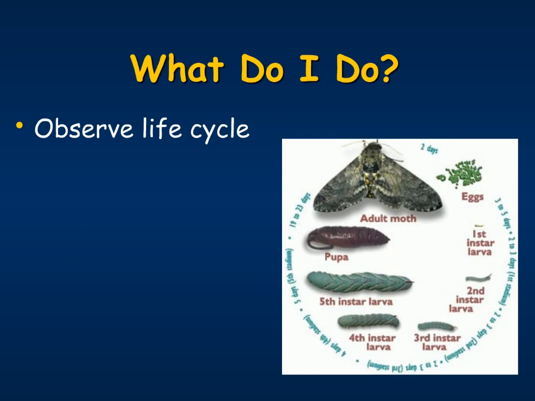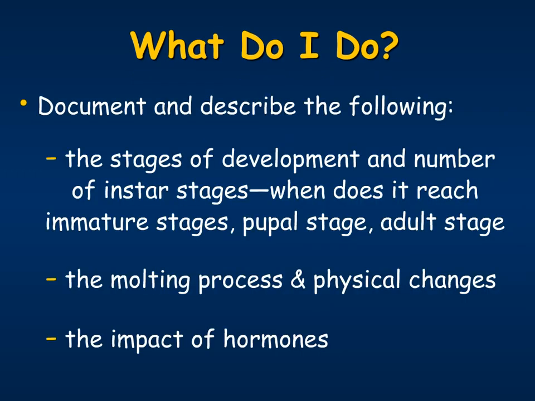Well, as I mentioned, you'll be observing the life cycle. So this picture on the right shows you the full life cycle of this insect, including the eggs, several instar stages, the pupal stage, and then the adult moth stage. So you'll be documenting and describing the following items: the stages of development and the number of instar stages. So when does it reach the immature stages? When does it reach the pupal stage? And finally, when does it reach the adult stage?